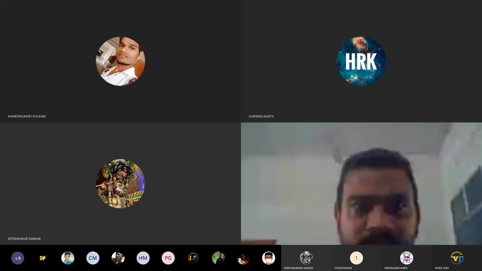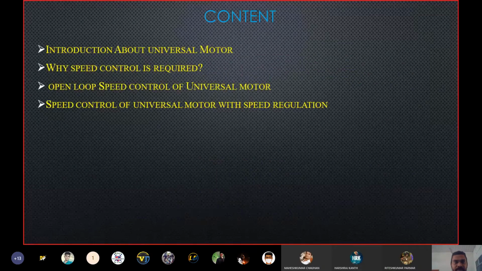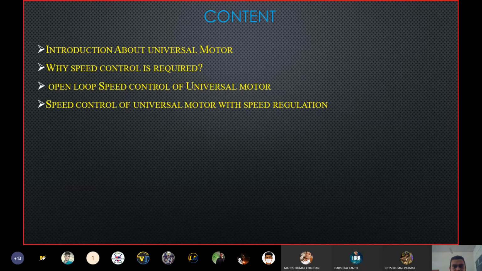Okay, today we discuss speed control of universal motor. The content of today's lecture: first of all, we will discuss the introduction about the universal motor, then why speed control of universal motor is required, then open loop speed control of universal motor, and speed control of universal motor with speed regulation.